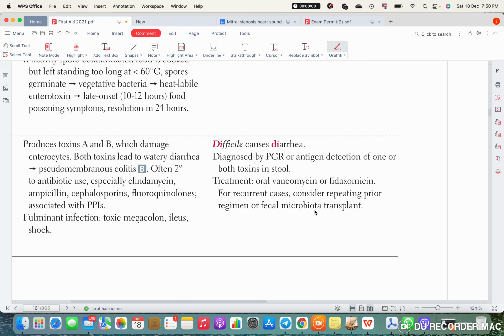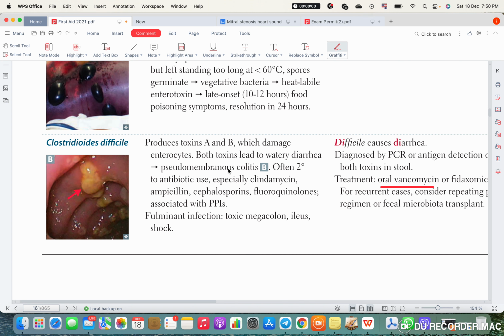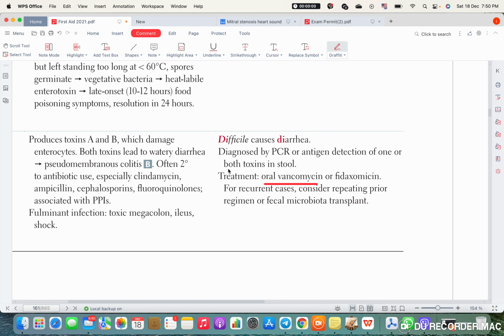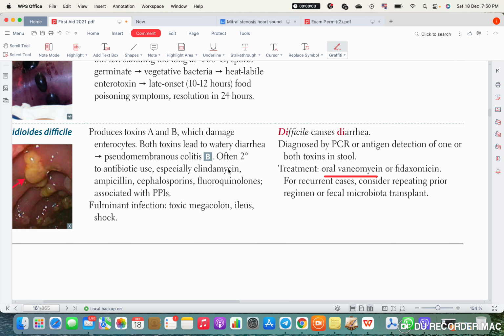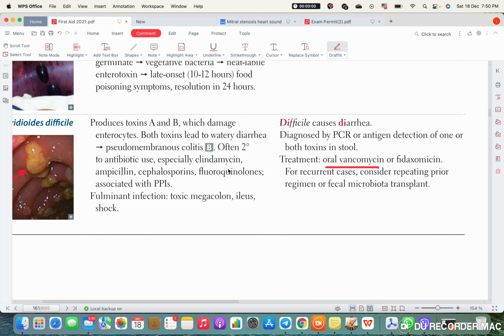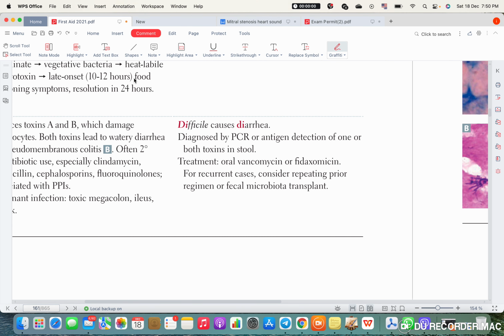Absolutely correct. Good. So the treatment of such a condition will be with oral vancomycin. So this is funny. Why? Because oral vancomycin itself can lead to pseudomembranous colitis. But we use a drug that can lead to it to treat it. Okay. So it's oral vancomycin and fidaxomicin. I know that this is a horrible question, but you will see it in a new word.